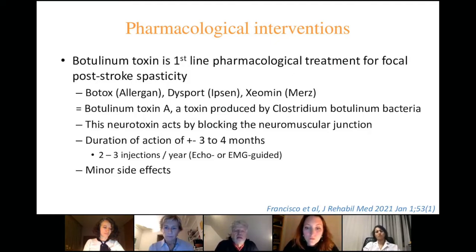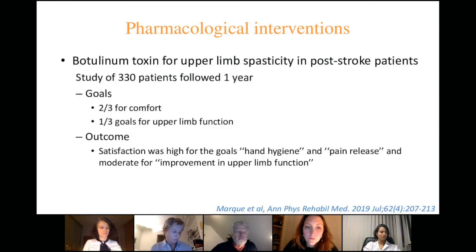Most of the time, the injection will be guided with the help of echography or EMG, and side effects related to the injection are usually very minor. Botulinum toxin has been used for upper limb spasticity in many studies. And here is a study from a French team that followed prospectively 330 patients over a year. What's interesting to see is that the goals for this injection are mainly for comfort, 2/3 of the cases, and in just 1/3 of the cases, it was for upper limb function.